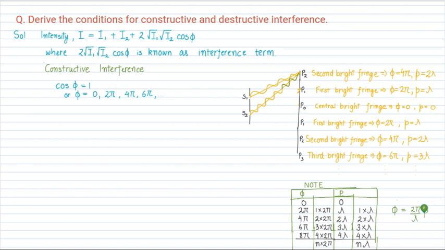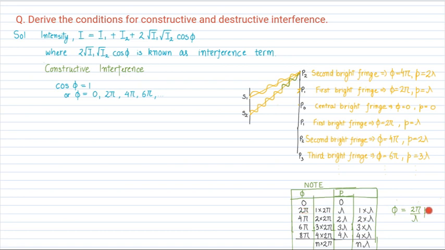Okay, now let's see for this first value. When the path difference is lambda, substitute p equals lambda here. Then in that case, how much will be the phase difference? Use this value to calculate. Your phi will be 2 pi.